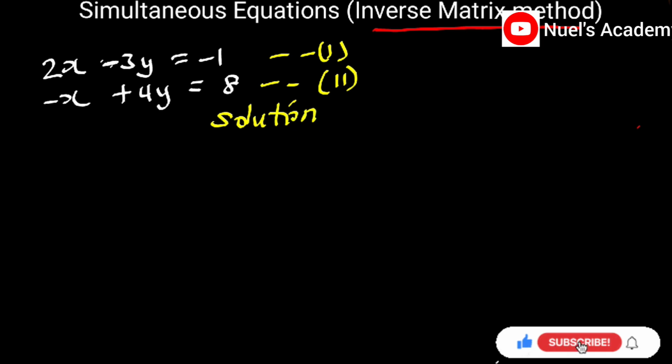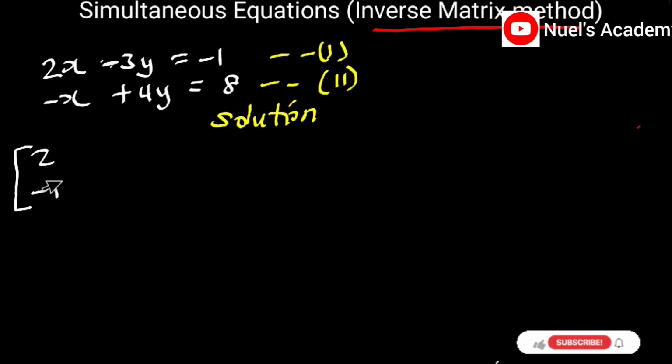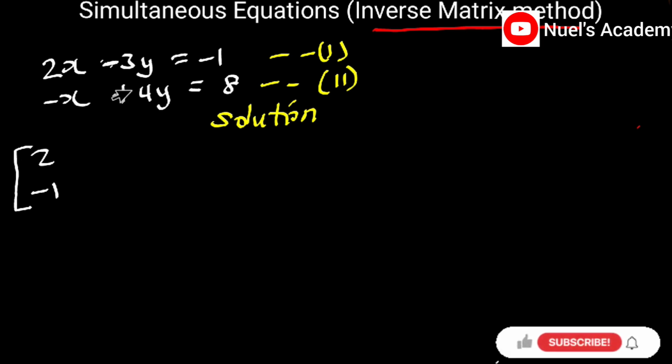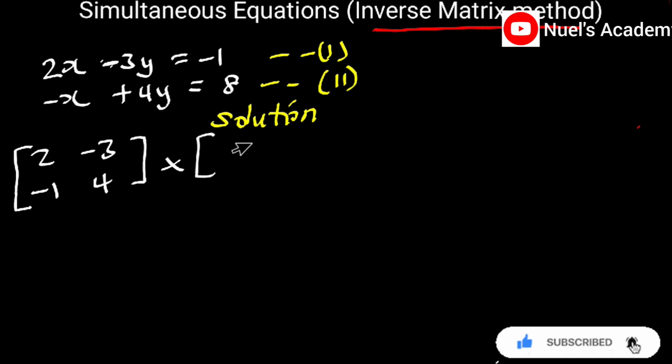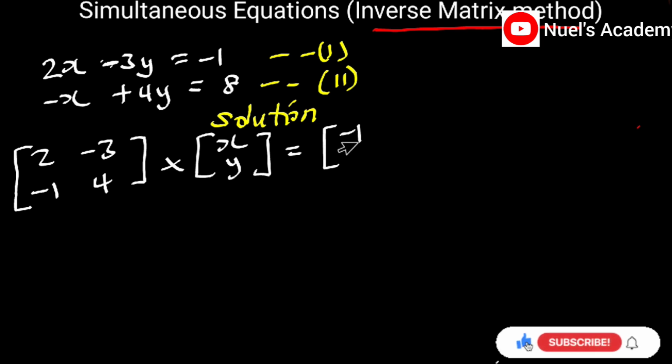The first step is to represent this in a matrix format. So we start with the coefficients of x and y. The coefficients of x are 2 and negative 1. Then the coefficients of y are minus 3 and 4. So we're going to multiply this with the variables that we're looking for, which are x and y, and then equate it to the constants, which are negative 1 and 8.